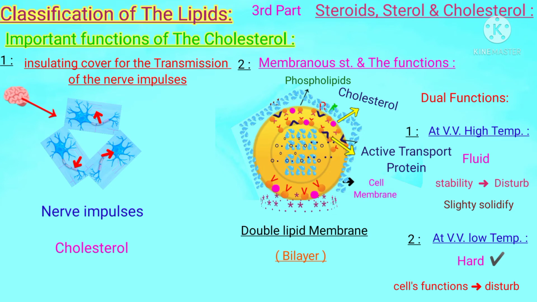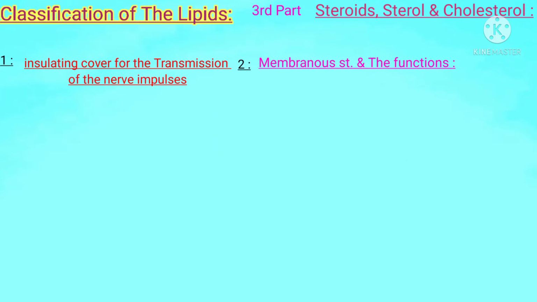Students, cholesterol will not let these phospholipids orient in such a manner. That's why the presence of cholesterol prevents our cell membrane from becoming solidified or too liquid. Students, that is the very prominent function of cholesterol in the cell membrane.